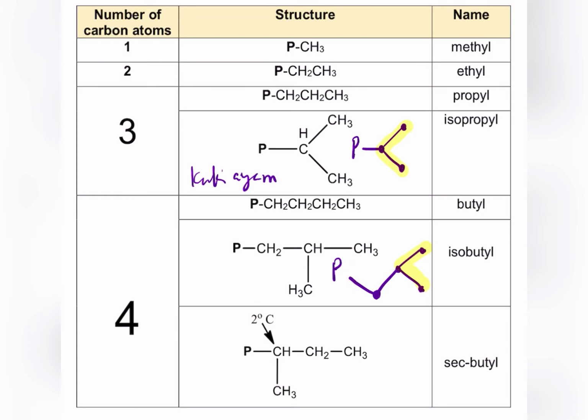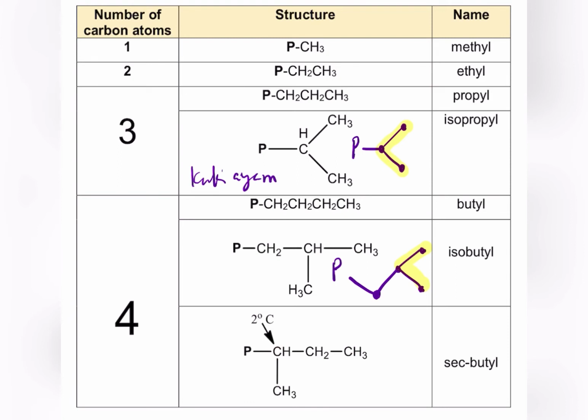Next one, we got sec-butyl. Make sure you got the naming with a dash, sec-butyl. So sec means that secondary carbon. Which carbon is it referring to? It is referring to this carbon that attaches directly to the parent chain. So how do you want to draw this one? Make sure you draw this carbon that attaches directly to the parent chain as a secondary class of carbon.